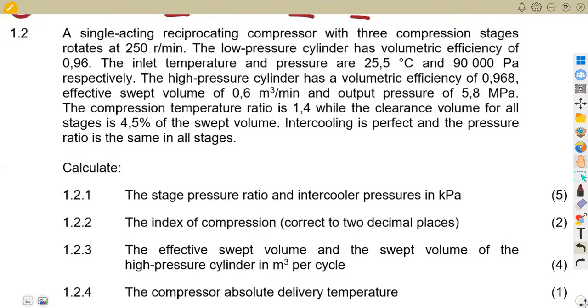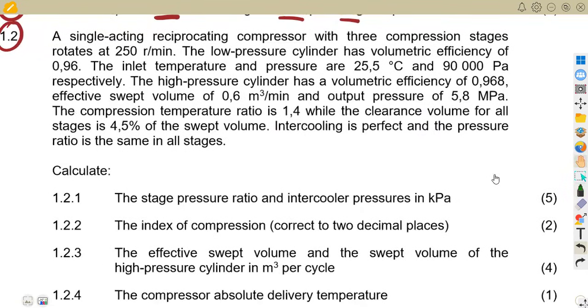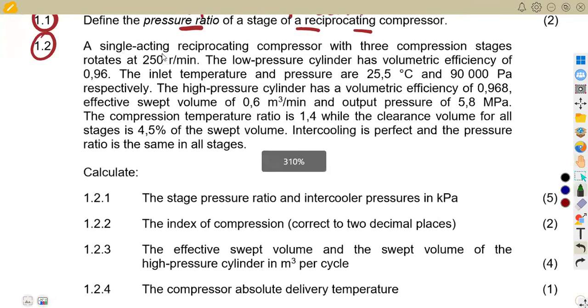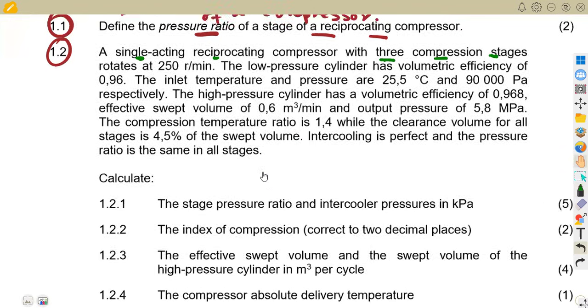Then we have our question here, 1.2. So let us take the information and see what you're given. There we have a single acting reciprocating compressor with three compression stages, rotates at, right? I think it is best that we take our information as we are answering, because we're going to need this. So it has three stages. This is a single acting. Remember, it can be double or single. The single acting, I talked about this from our N5, affects the speed. Whenever you talk about the speed, you multiply by 2 when it is a double. A single, you just use your speed as it is.